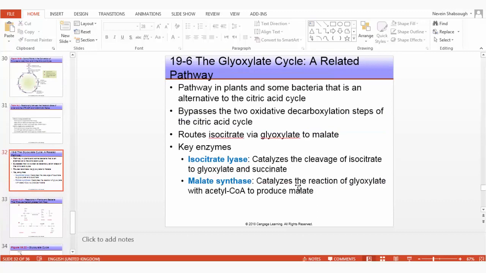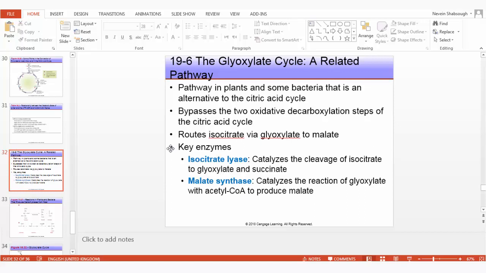Now we go to the so-called glyoxylate cycle. This is a related pathway, a pathway in plants and some bacteria that is an alternative to the citric acid cycle. We know that animals can convert carbohydrates to fat, but not fats to carbohydrates. Now, the glyoxylate cycle bypasses the 2 oxidative decarboxylation steps of the citric acid cycle and routes isocitrate via glyoxylate to malate.